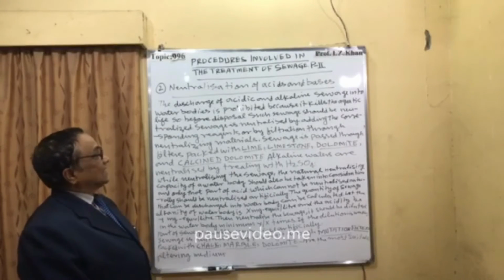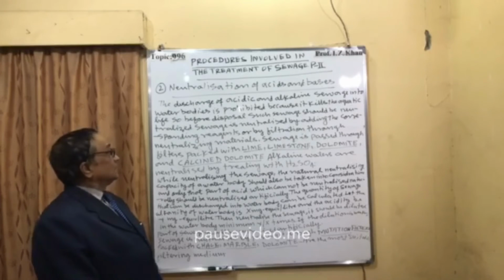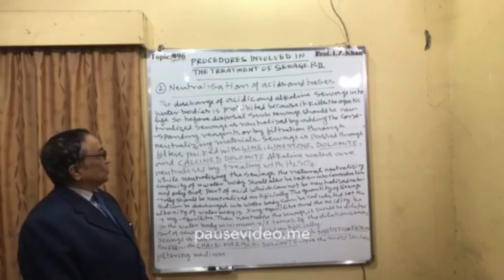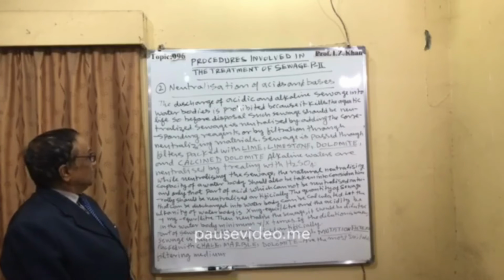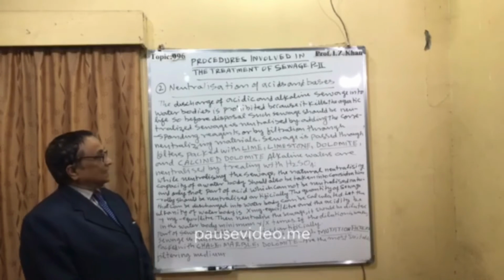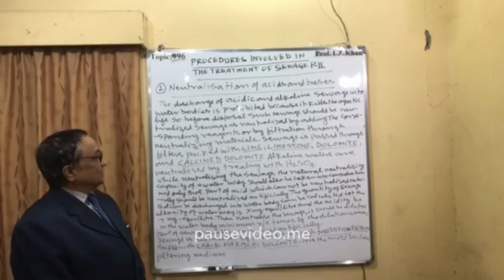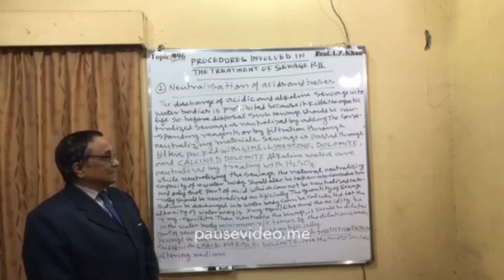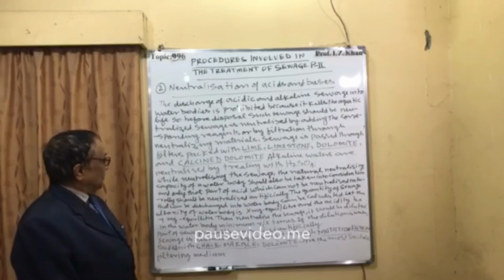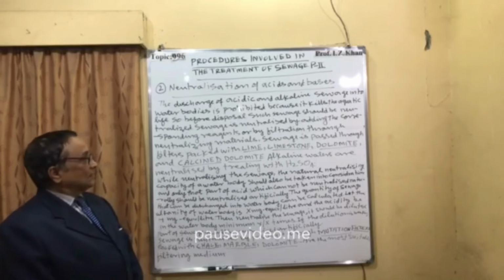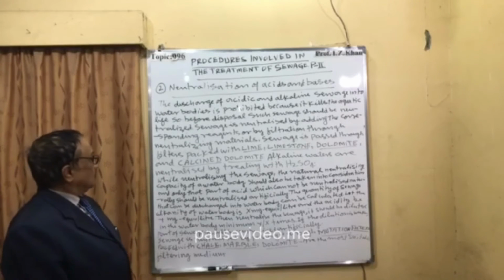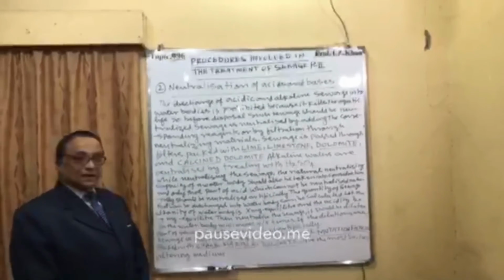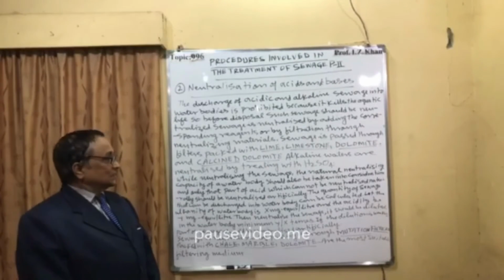The discharge of acidic and alkaline sewage into water bodies is prohibited because it kills the aquatic life. So before disposal, such sewage should be neutralized. Sewage is neutralized by adding the corresponding reagents or by filtration through neutralizing materials. Sewage is passed through filters packed with lime, limestone, dolomite and calcined dolomite. Alkaline waters are neutralized by treating with sulfuric acid, that is H2SO4.